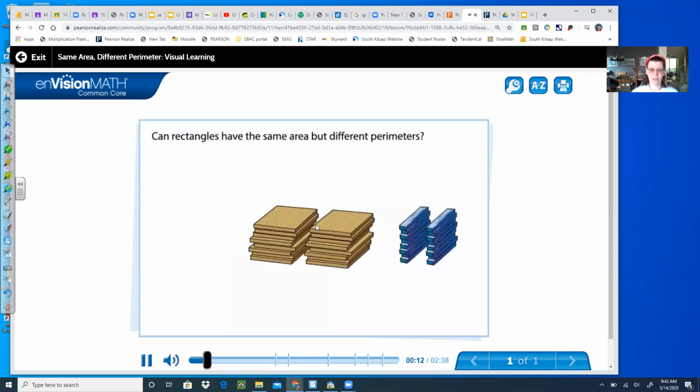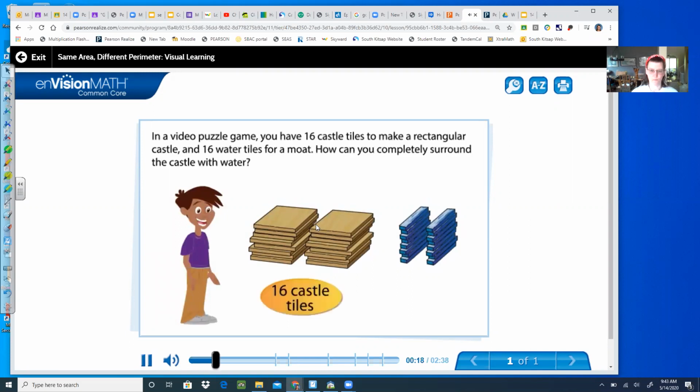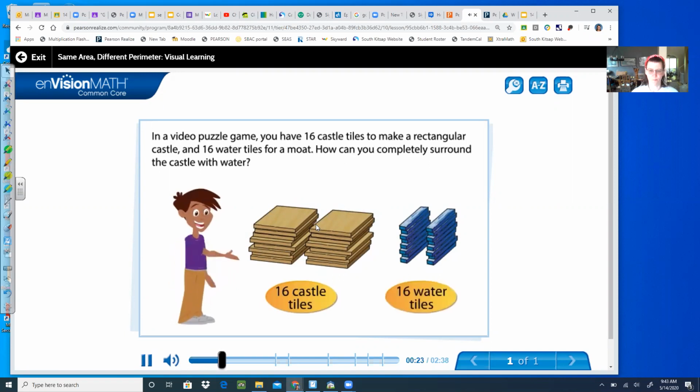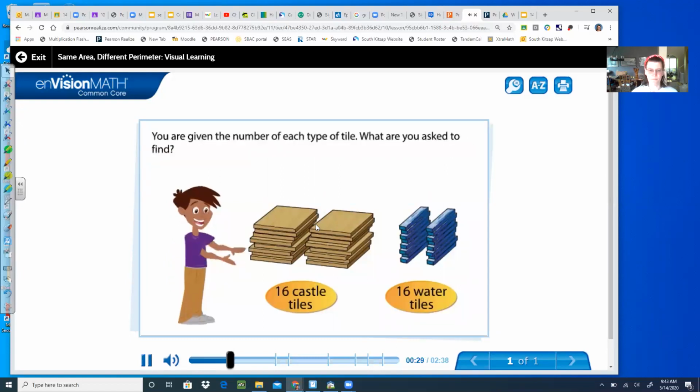Can rectangles have the same area but different perimeters? In a video puzzle game, you have 16 castle tiles to make a rectangular castle, and 16 water tiles for a moat. How can you completely surround the castle with water? You are given the number of each type of tile. What are you asked to find?